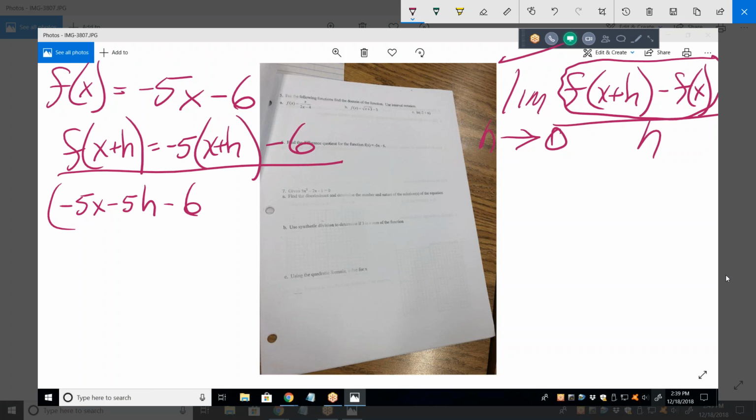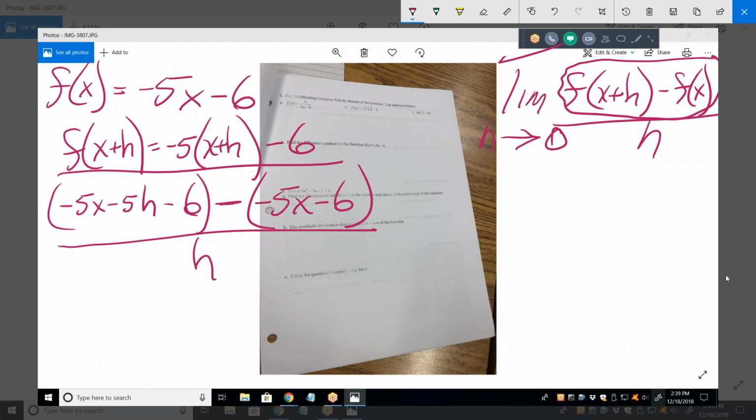Okay. I'm going to put parentheses around it just for clarification, because the next thing is going to be subtracting f of x. What's f of x? Minus 5x, and then minus 6. Be very, very careful here to not drop negative signs. In other words, every single negative sign you see in that numerator is critically vital. You drop one of them, you're getting the wrong answer. Okay? Now, let's simplify that numerator.